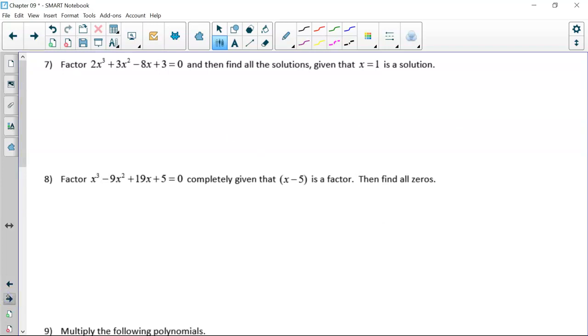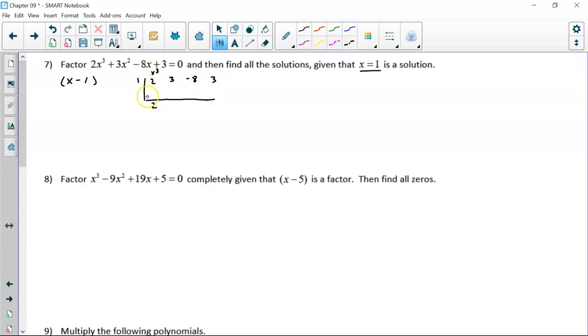Now we're going to factor this given that one of our solutions is x equals 1. So our factor that goes with x equals 1 is x minus 1. You always subtract the zero from x. But when we do our synthetic division, the 1 does go on the outside, the positive. And our coefficients: for x cubed, it's 2. Then x squared is 3. For the x, it's a negative 8. And then the 3 for our constant.